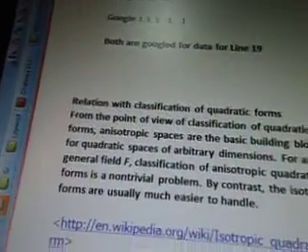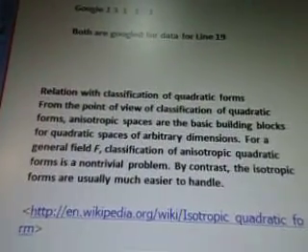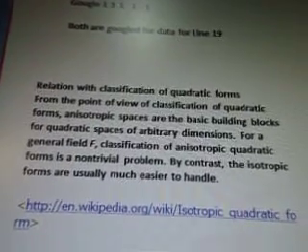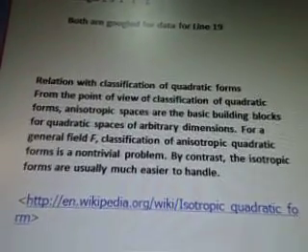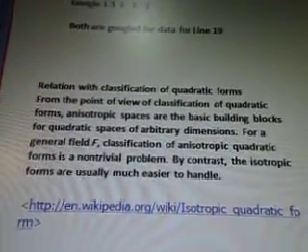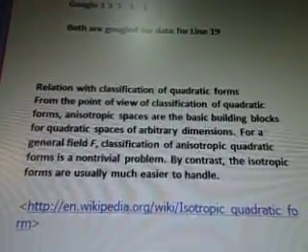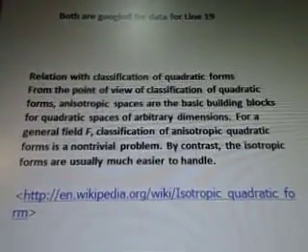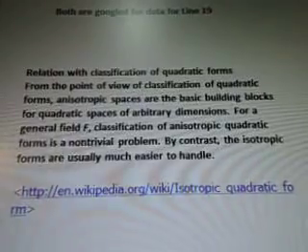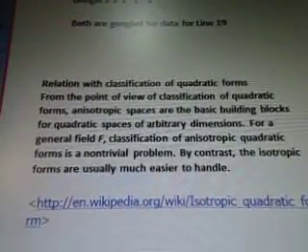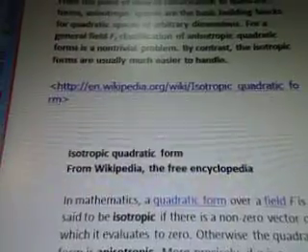So, relation with classification of quadratic forms. From the point of view of classification of quadratic forms, anisotropic spaces are the basic building blocks for quadratic spaces of arbitrary dimensions. For a general field F, classification of anisotropic quadratic forms is a non-trivial problem. By contrast, the isotropic forms are usually much easier to handle. It's from Wikipedia, and some more from it.